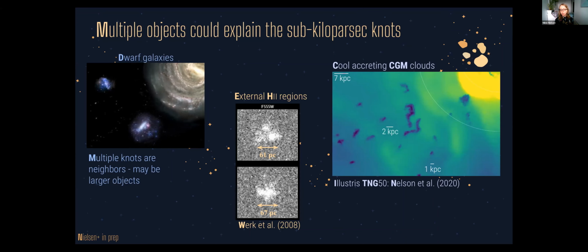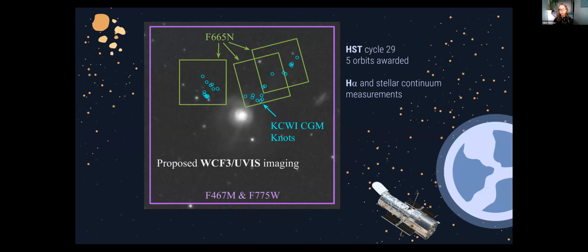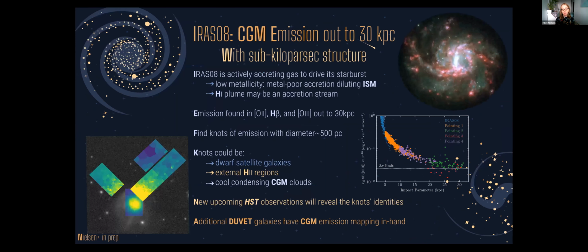Unfortunately, our KCWI observations cannot distinguish between these three scenarios, but we were just awarded 5 orbits of HST time during this last cycle. So we will be measuring H-alpha and stellar continuum of these knots in the very near future to try and distinguish between the 3 scenarios. So I hope by the next Keck Science meeting, I'll be able to already have an answer for what those knots could be. But also, we do have additional Duvet galaxies where we've already measured some of the CGM emission along both the major axis and minor axis of an edge-on galaxy in particular. So please stay tuned because there's more exciting results to come. Thanks.